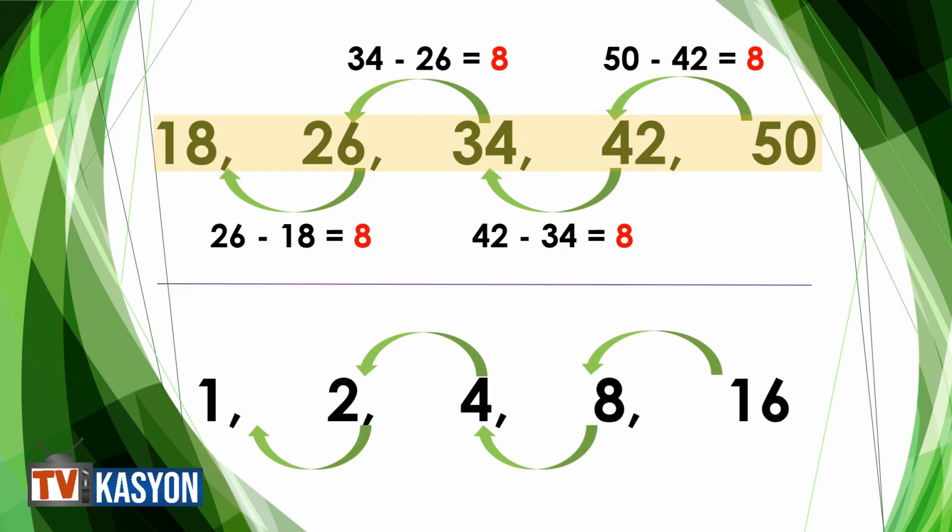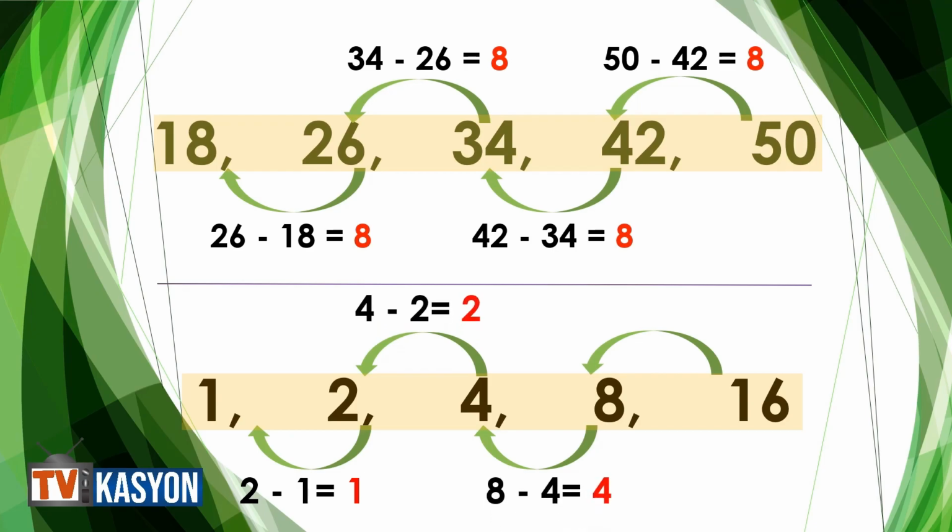For the second set of numbers, 1, 2, 4, 8, 16. 2 minus 1 equals 1. 4 minus 2 equals 2. 8 minus 4 equals 4. 16 minus 8 equals 8.